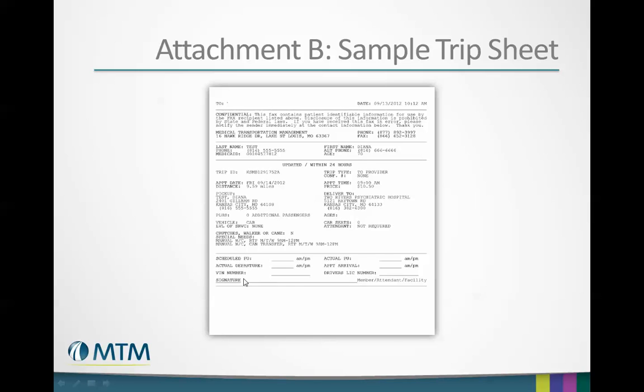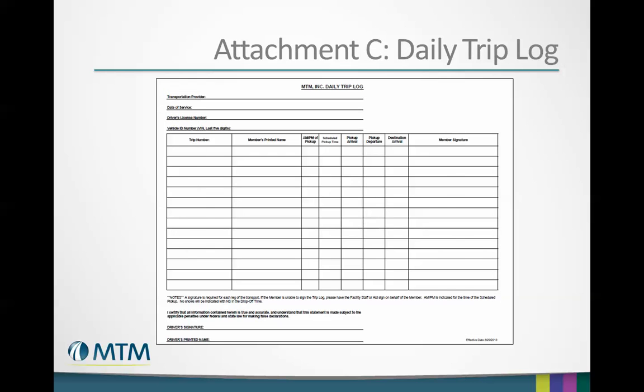Now, this bottom section here, this is where we'll fill out our pickup and drop off, or PUDO, information, and we're actually going to go into a little bit more detail on that on our trip log, which is right here. So on this trip log, this is the most popular way that trip information is reported to MTM. You'll see in the upper left-hand corner here, we have the place for the company name, the date of service, your driver's license number, and the last 5 digits of the VIN for the vehicle that was used for that transport.